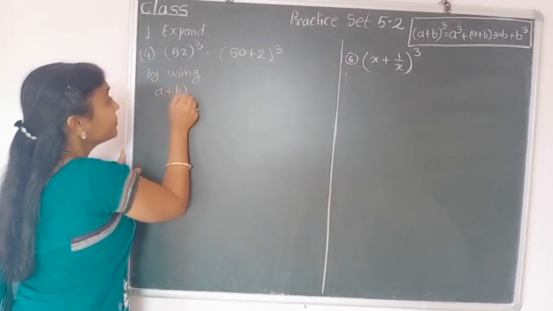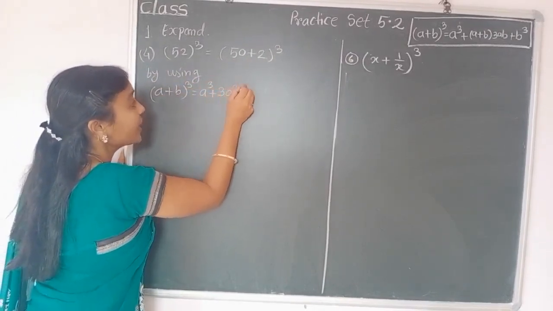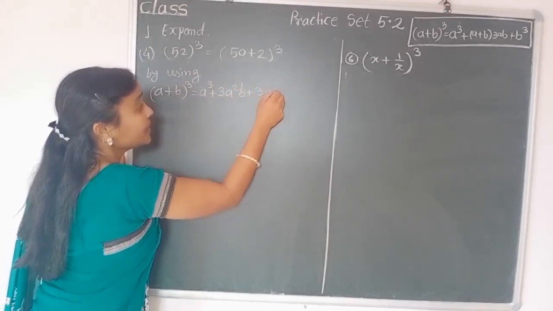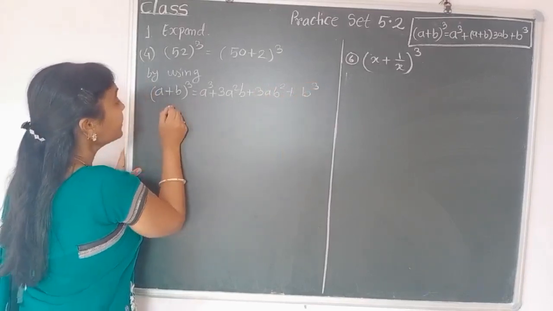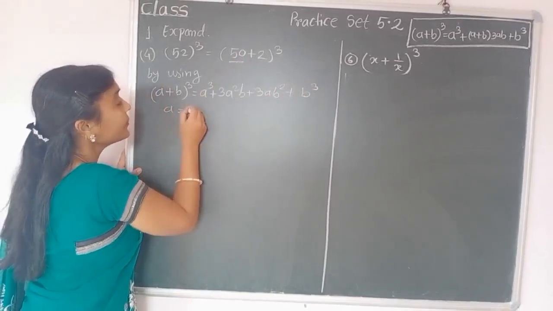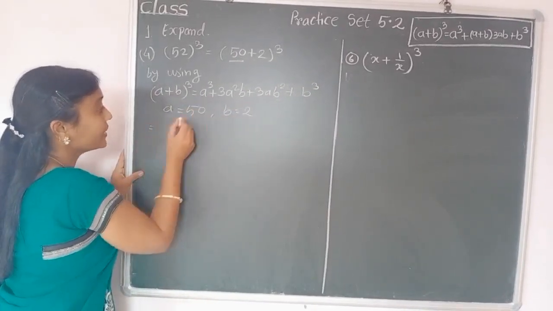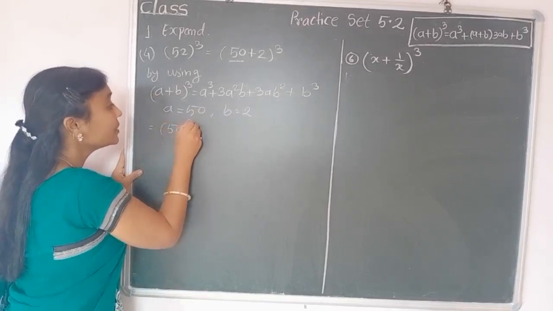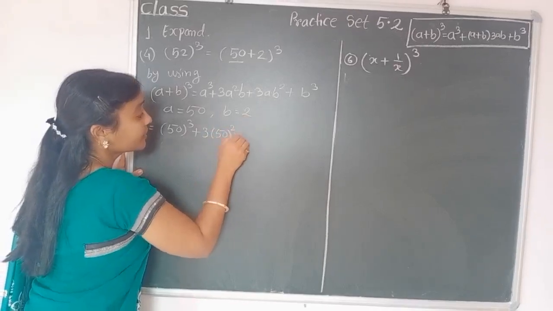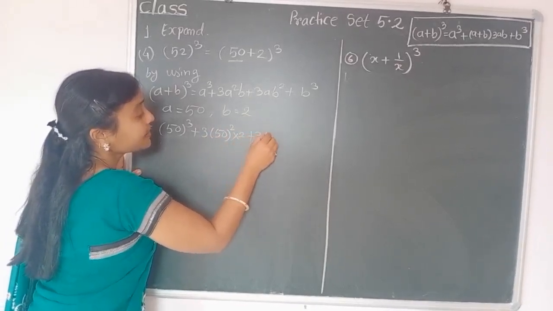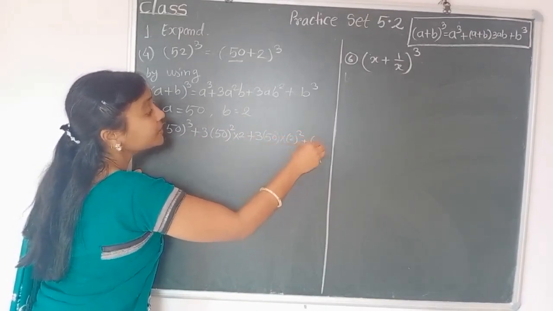(a plus b) bracket cube equal to a cube plus 3a square b plus 3ab square plus b cube. Then here a equals 50 and b equals 2. So what is our expansion? a cube plus 3 a square into b plus 3 a into b square plus b cube.